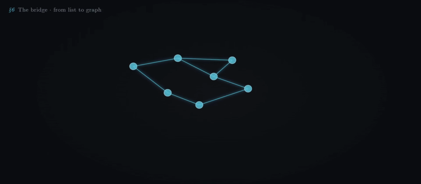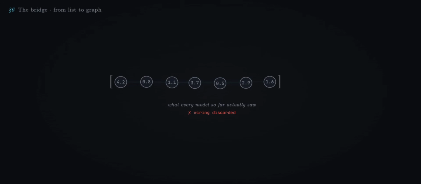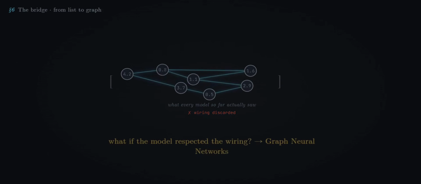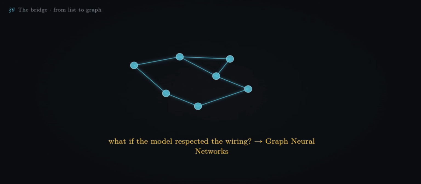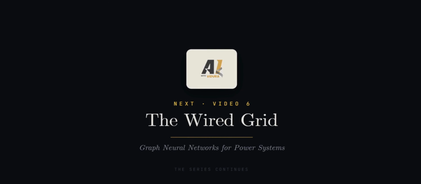So we have finally given a machine the power to act on the grid. But in every chapter we keep flattening the grid into a flat list of numbers. And in doing so, we discard the one thing that makes a power system a power system: how it is wired together. The grid is a network, a literal graph of buses and lines. What if our model could respect that structure? That is called graph neural networks. In the next video, we will meet them. Thank you for hearing me out.